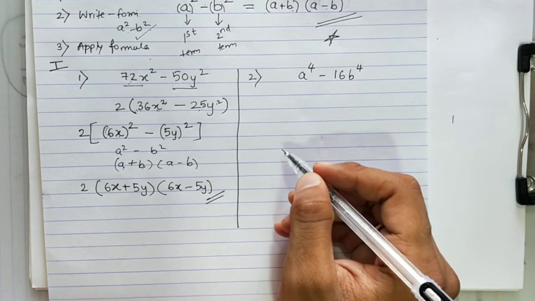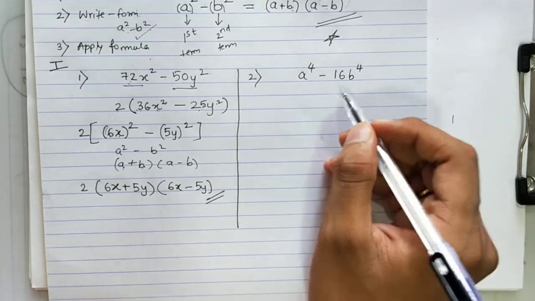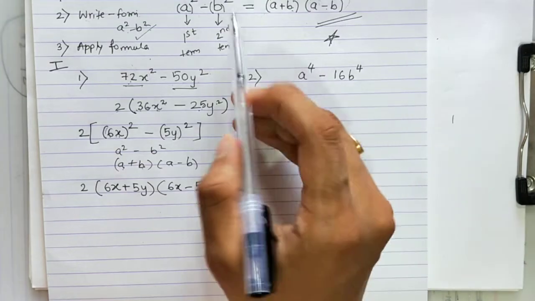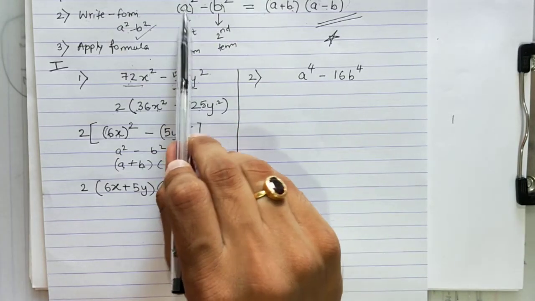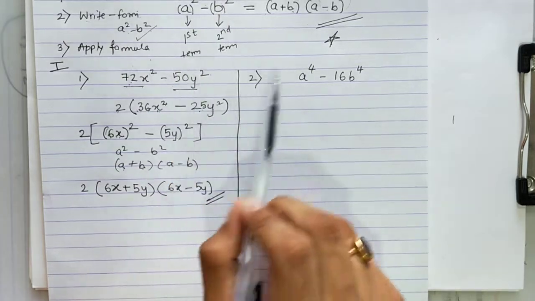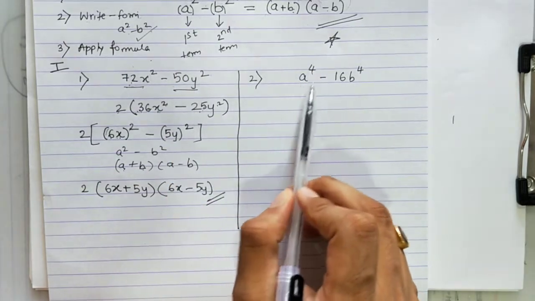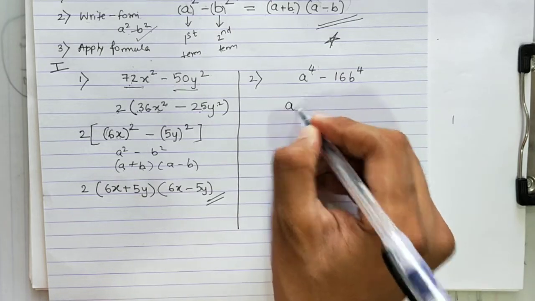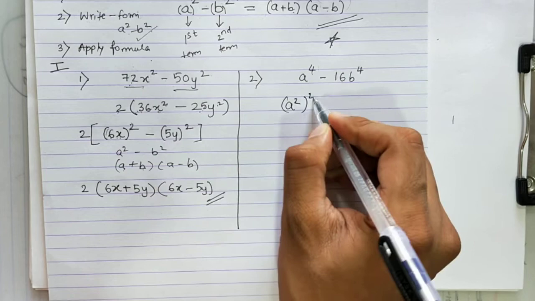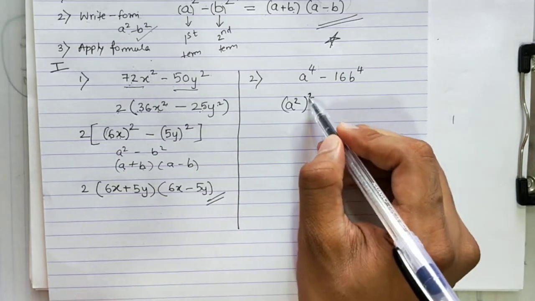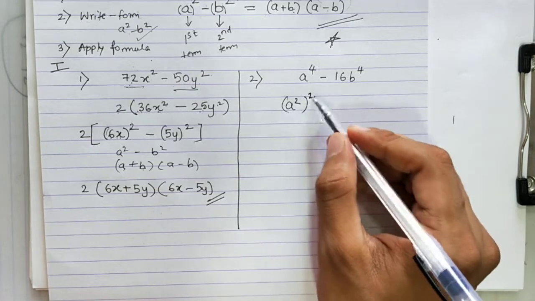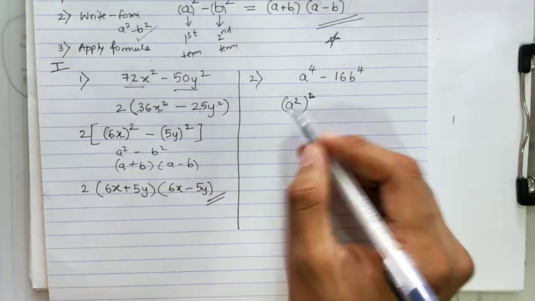Now how to solve this sum? Pay attention. See, again, I have to write it in this form, a square minus b square: first bracket square minus second bracket square. So see, a4 can be written as a square the whole square. Okay, a4 is a square the whole square, because see, 2 into 2 is 4, correct?